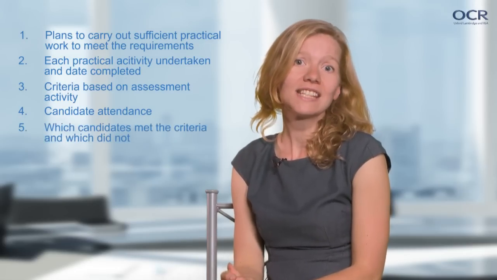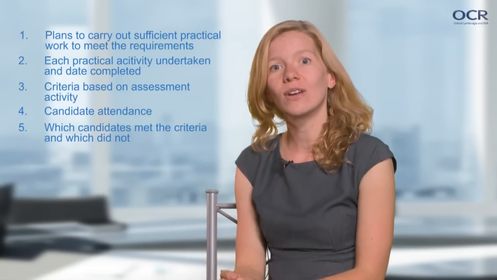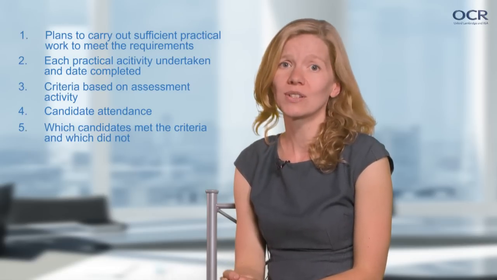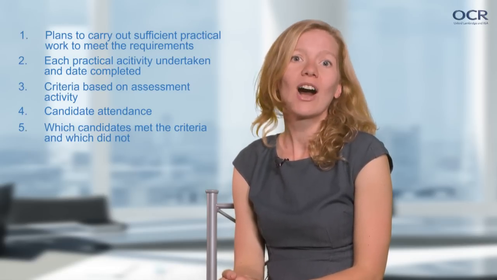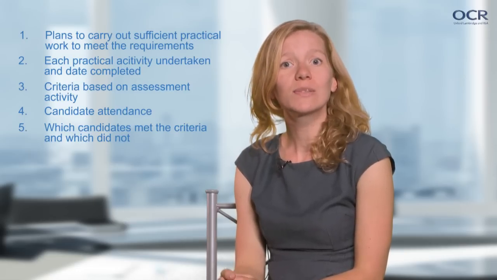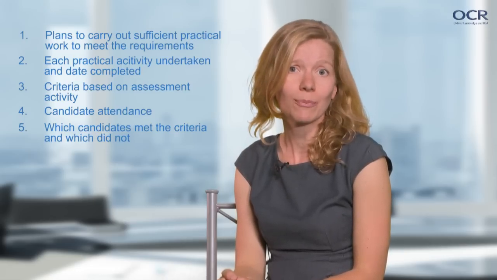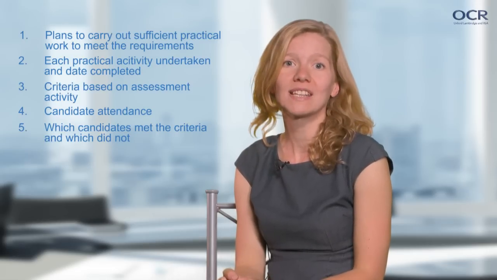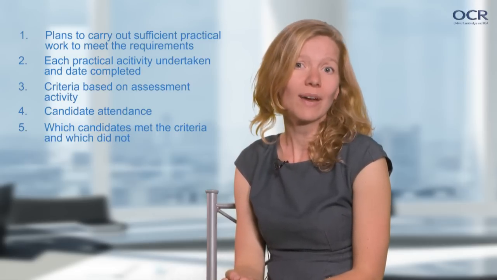Number 5 is details of which candidates met the criteria you are looking at and which did not. The minimum requirements are merely for a yes or no judgment. You do not have to support this with details about how you reached each judgment. You may wish, though, to keep more detailed records for your own purposes, such as providing student feedback and meeting your centre marking policy.